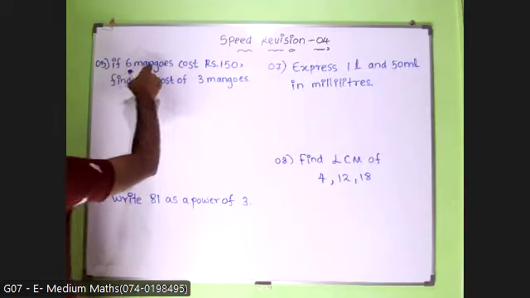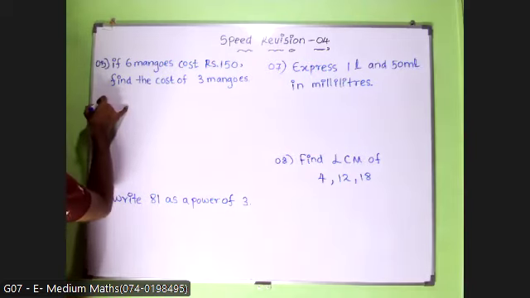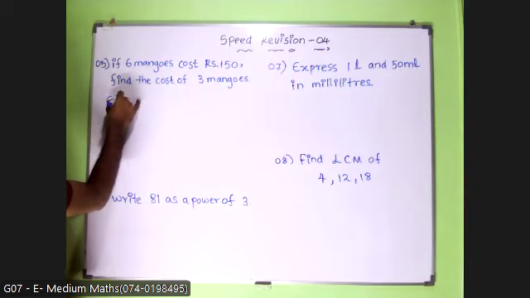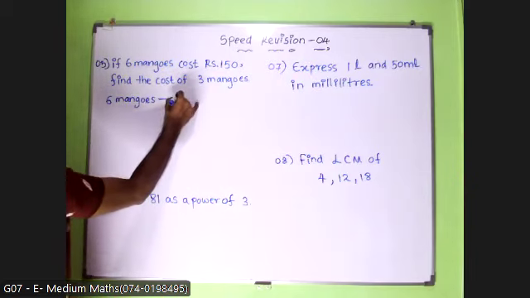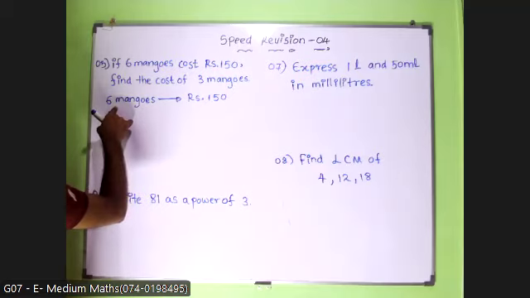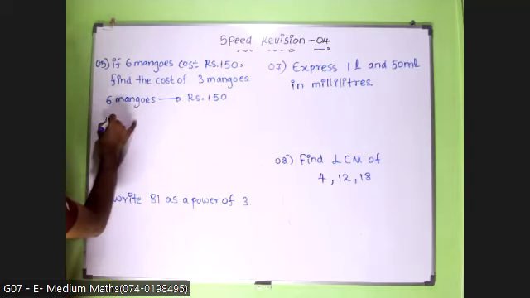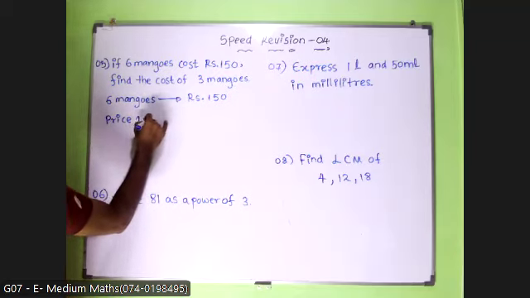Right. If 6 mangoes cost 150 rupees, right? So 6 mangoes 150. So you know how to find the price of one mango, right? So 6 mangoes 150 now. Then how do you find the price of one mango?